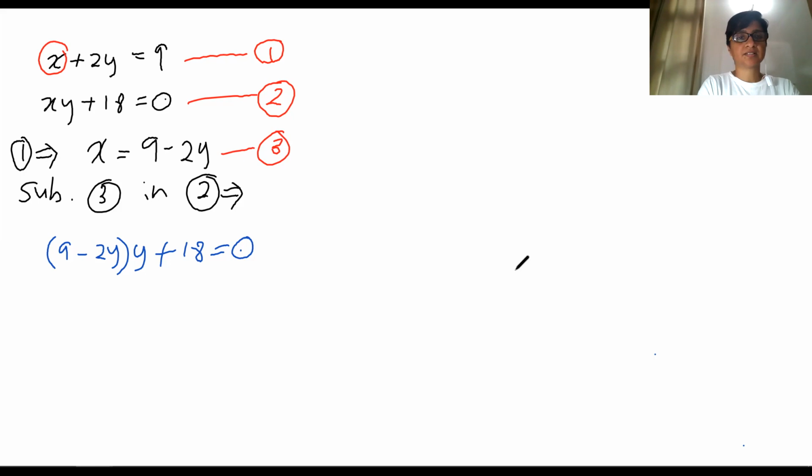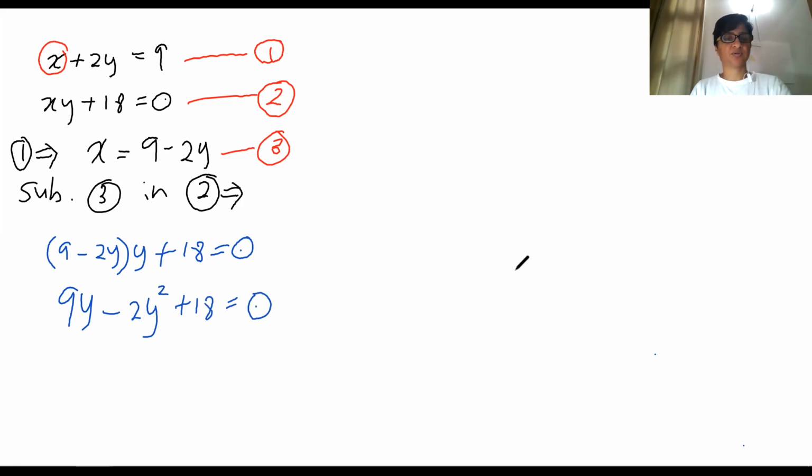Okay. So then you get a little quadratic here, right? 9y minus 2y squared plus 18 equals 0. So you have gotten here a single equation of a single variable, just y, and it's a quadratic. So you know that you're going to get 2 answers for y. You expect this, because they said already that there are 2 intersection points.